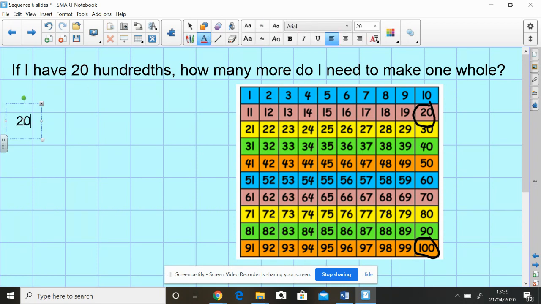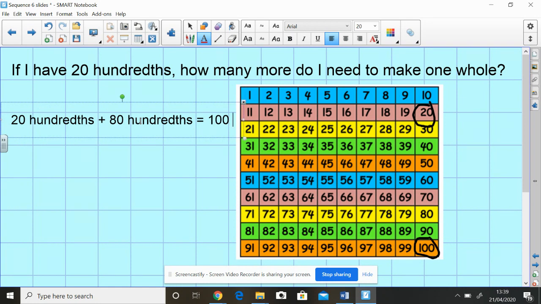So you've got 20 hundredths. What are you going to add to this 20 hundredths to make 100 hundredths? You're going to add 10, 20, 30, 40, 50, 60, 70, 80. You're going to add 80 hundredths to the 20 hundredths to make 100 hundredths.